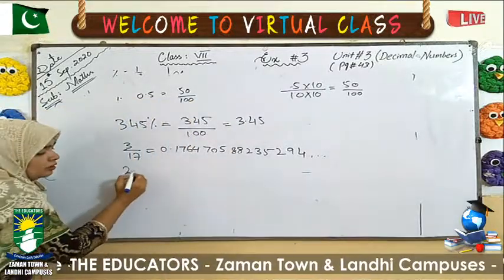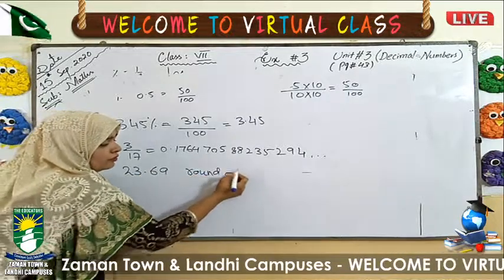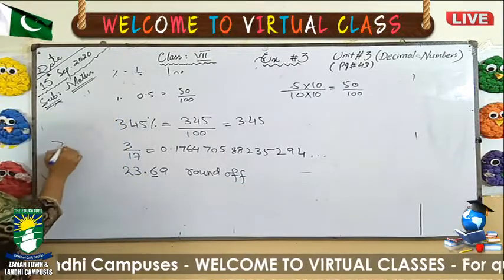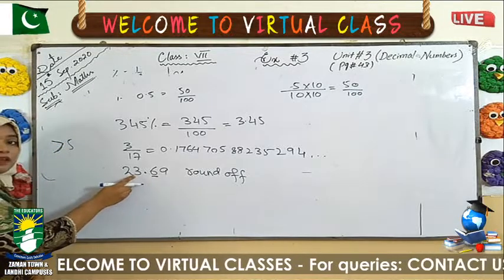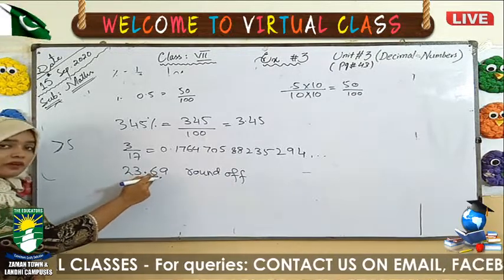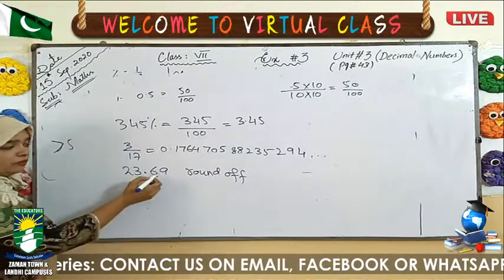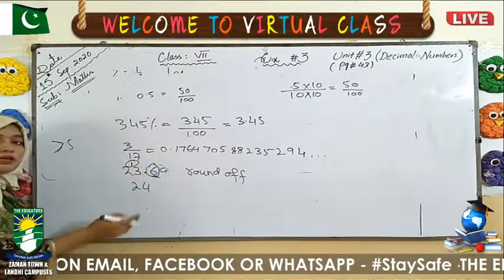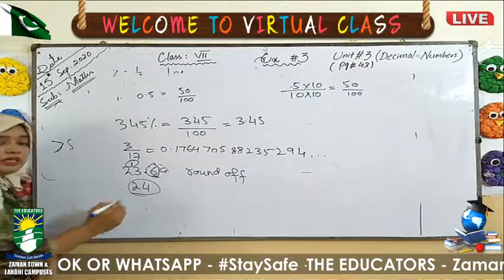23.69. There is a use of the word round off. What do you mean by round off? If after the decimal you have a number greater than 5, then we will increase our number before the decimal. It is 23.69. 6 is greater than 5. So we will have 23 as 24. If you have a number after the decimal greater than 5, then you will add 1 to the number before your decimal and remove the numbers after the decimal, which becomes 24.